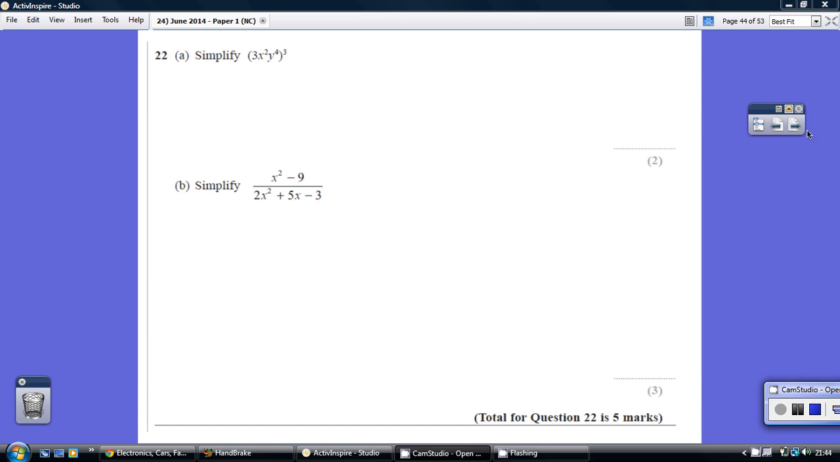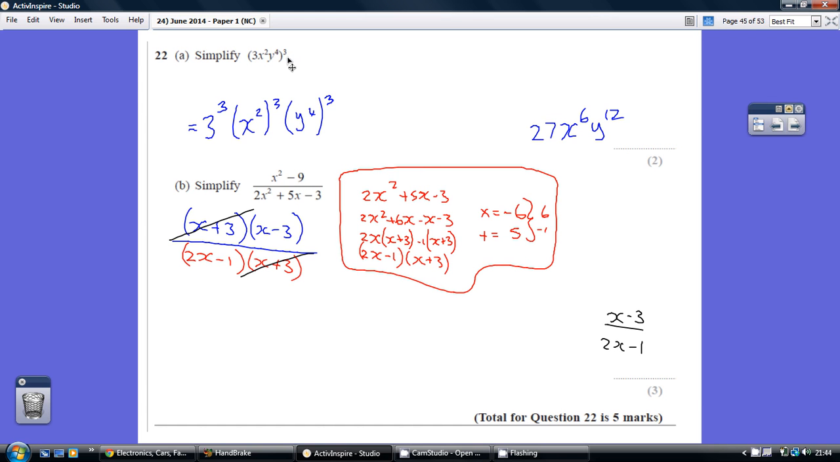Question 22. So when we have to cube all of these terms inside a bracket being multiplied together, I think the best thing to do is to start off just by attaching the cubing to each of the bits. So 3 cubed, x squared all cubed, and y to the power of 4 all cubed. So bit by bit, 3 cubed is obviously 3 times 3 times 3, which is 27.